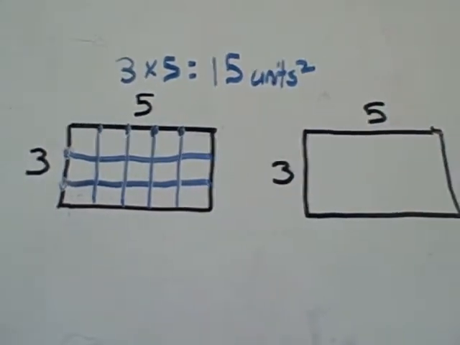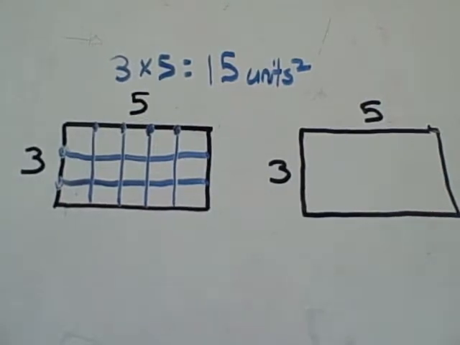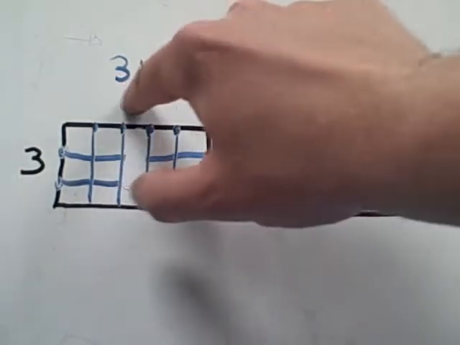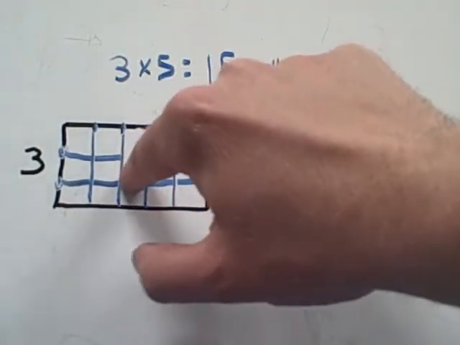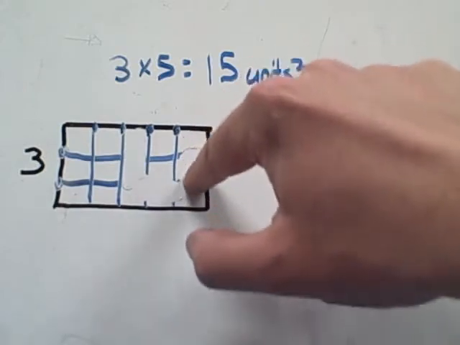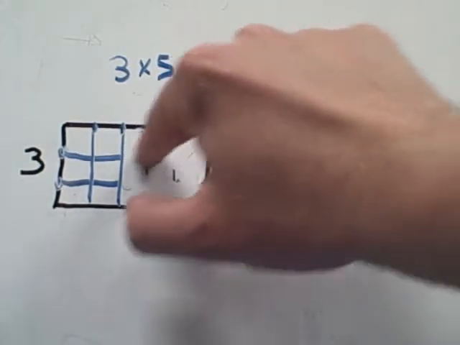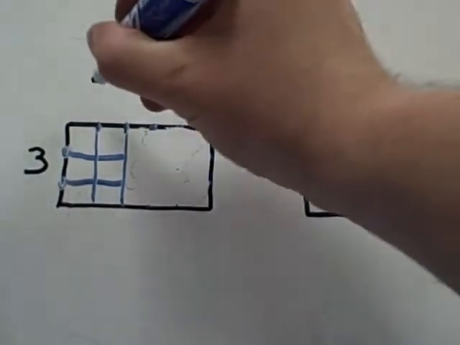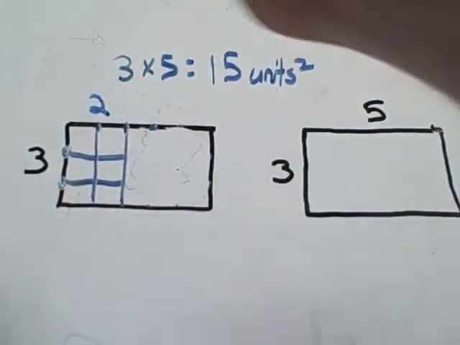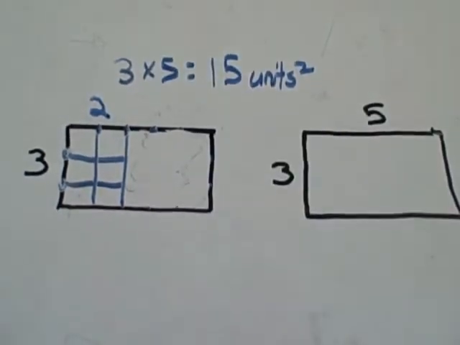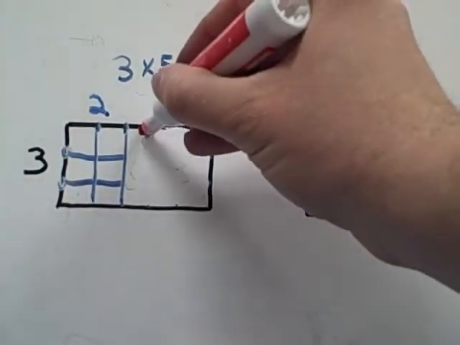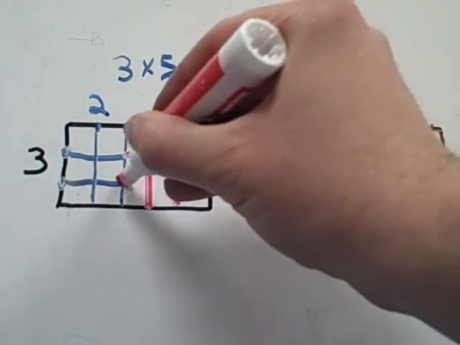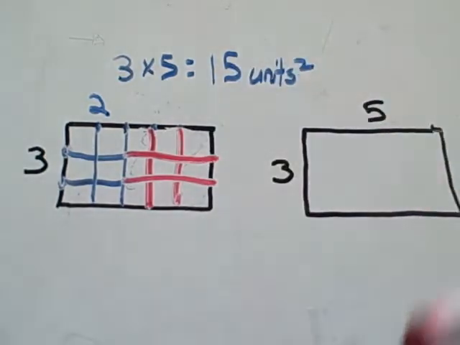So what happens if we split up this rectangle into 2 separate rectangles? And let's just say for a second that instead of a 3 by 5 rectangle, we turn it into 2 rectangles. One of them being a 3 by 2 in blue, and the other one being a 3 by 3 in red.